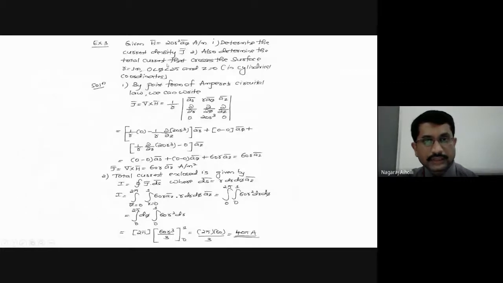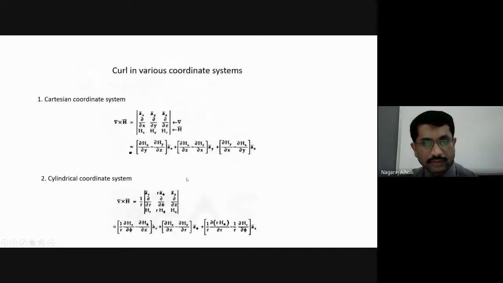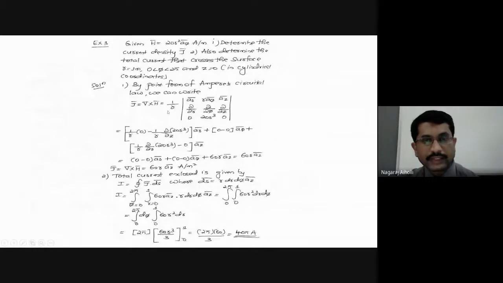Hence Hr is 0. There is no r term, there is only the a phi bar term, that is 20 r square. It is r into H phi, that is r into 20 r square, which will be 20 r cube. If you look here in this determinant, r H phi means you will get r into 20 r square. That is the coefficient of a phi, that will be 20 r cube, then 0.